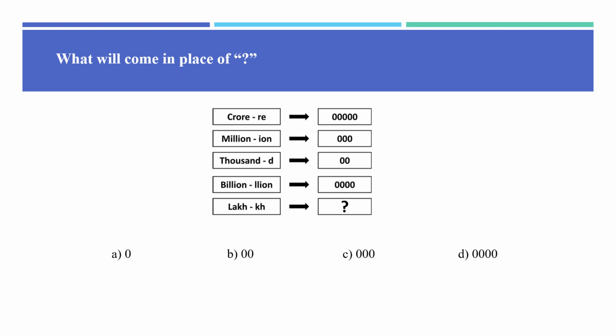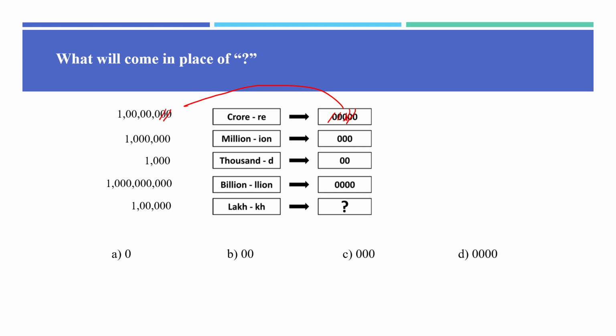And the next question, what will come in place of the question mark? Great. Here as you see, we have crore and RE. We have 1, 2, 3, 4, 5 zeros. Okay. Here we have million, and here something ION. We have 3 zeros. Oh, wait a minute. First, let us note the number: crore, million, thousand, billion, lakh. And let's relate this with the answers. Here we have 1, 2, 3, 4, 5 zeros.